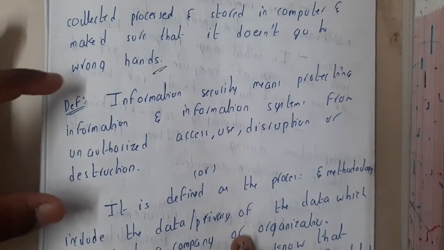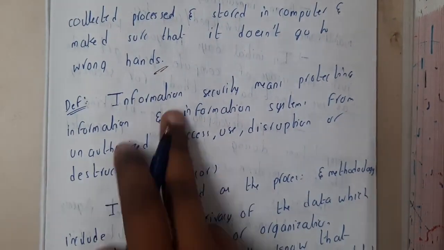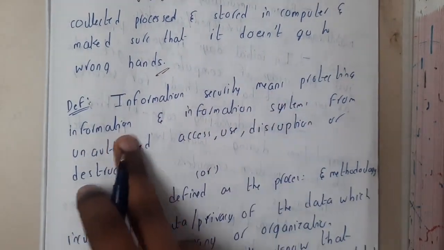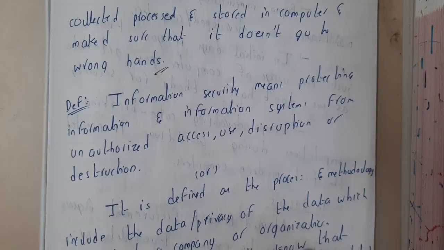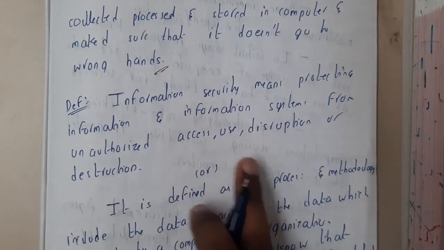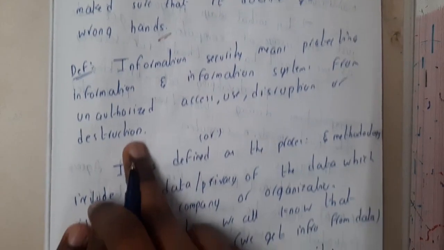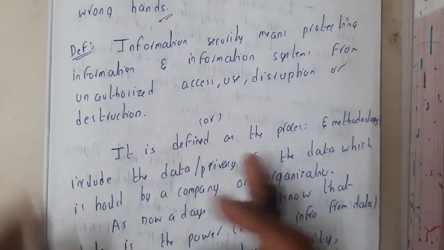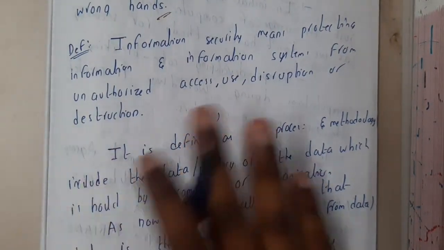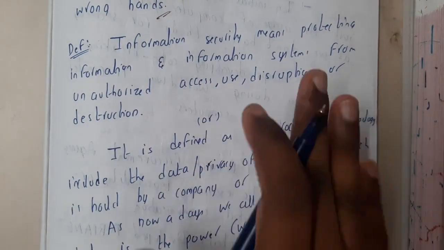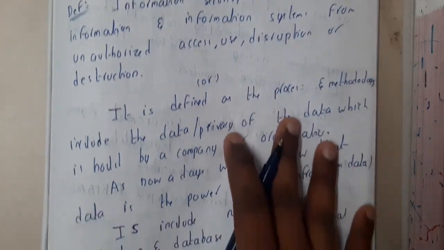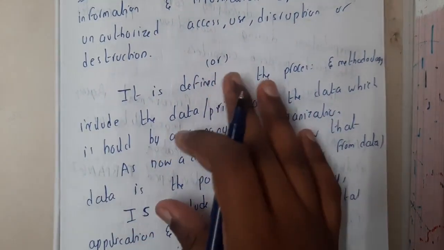Now let us try to define information security. Information security means protecting information and information systems from unauthorized access, use, disruption or destruction. Basically we are trying to protect our systems from any kind of attacks so that there will be no loss of any kind of information. If you ask me, I would write the definition this way, guys.